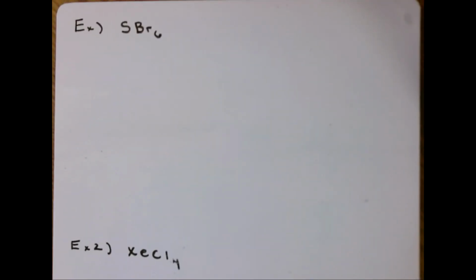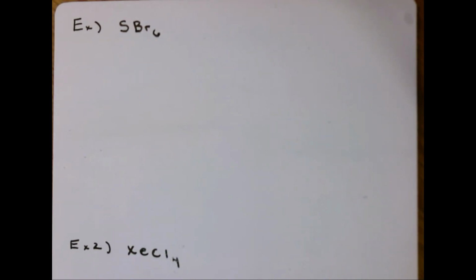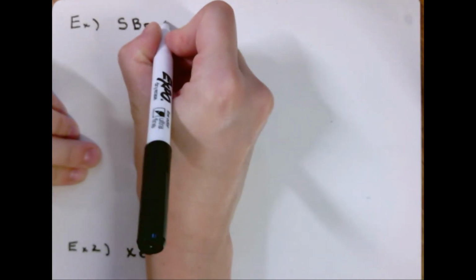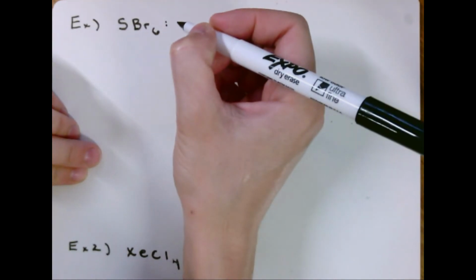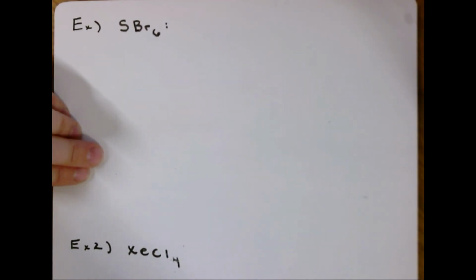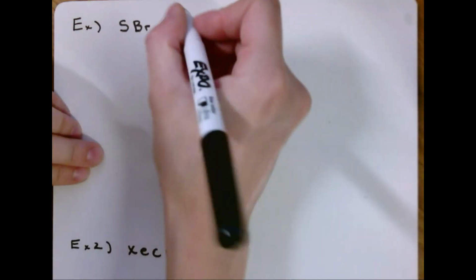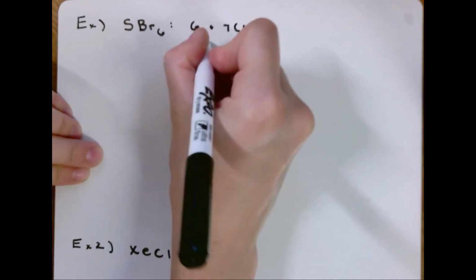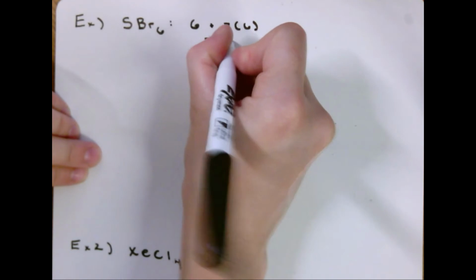All right, so I'm going to show you 2 different examples of an expanded octet and determining the electron domain geometry and the molecular geometry. So here I've got sulfur hexabromide. So the first thing I need to do is determine the number of valence electrons that it has. Well, sulfur has 6 valence electrons. Bromine has 7, so it's going to be 6 plus the 7 electrons times 6, because there are 6 bromines. So that is going to be a total of 48 valence electrons.